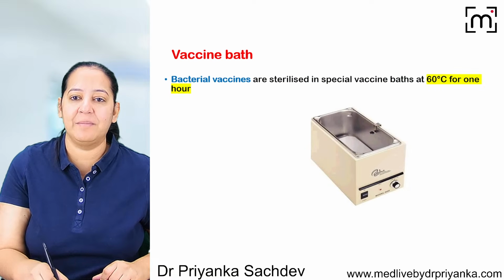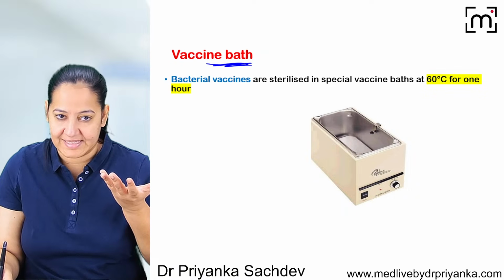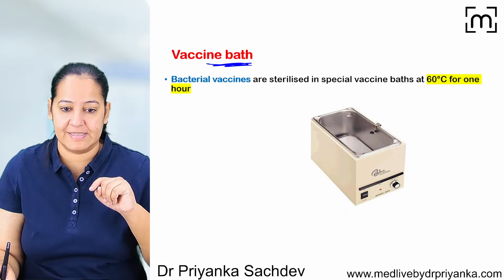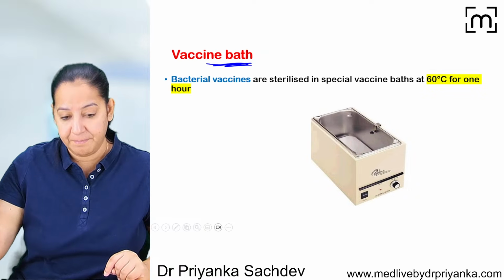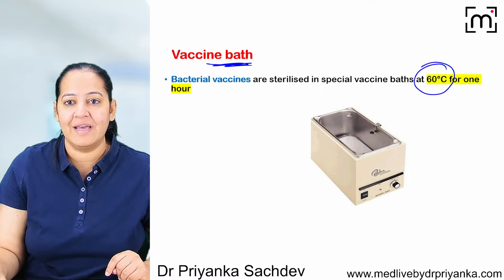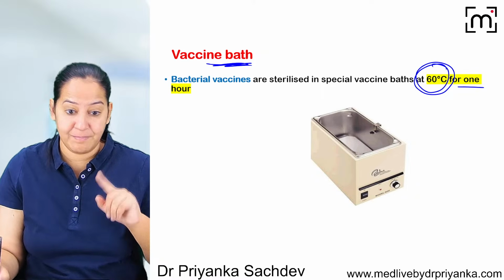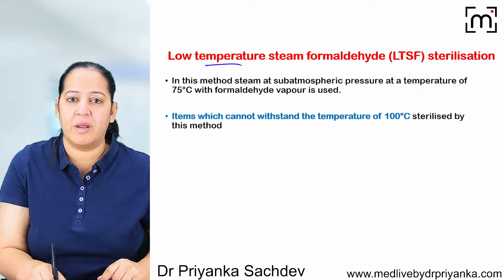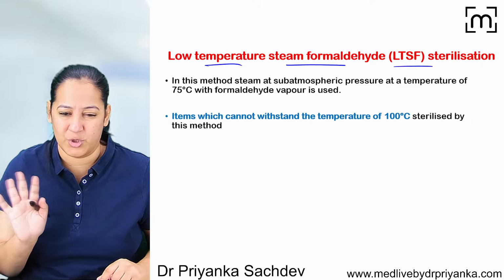The third one is the vaccine bath. Here it is used for sterilizing vaccines. So just suppose I am using a vaccine. Before the vaccine is given to me, it should be sterilized. So we sterilize the vaccine at 60 degree for 1 hour. It is below 100. And the last one is the low temperature steam formaldehyde method. It's not useful. You can leave it.